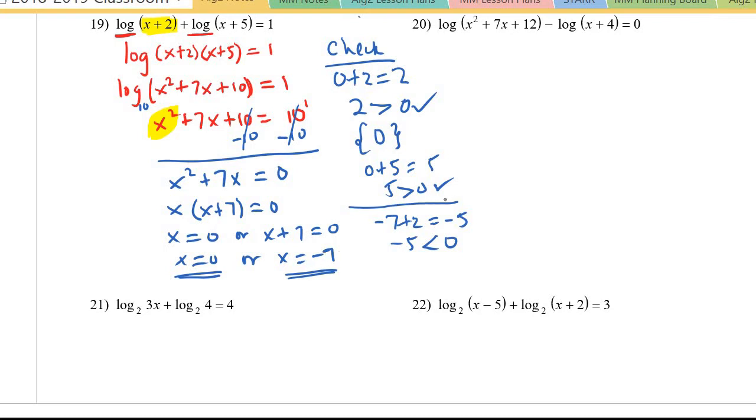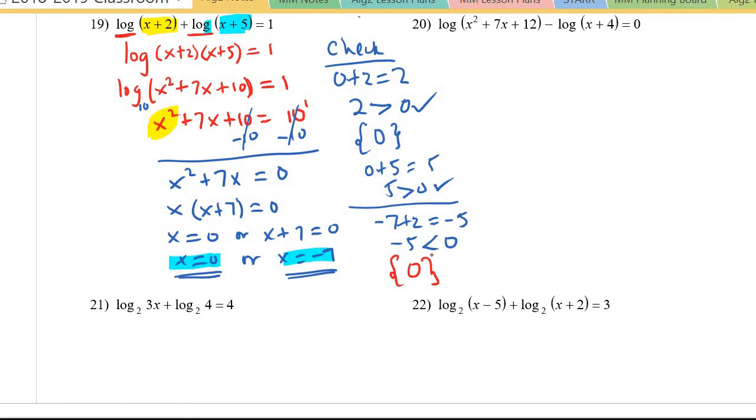We don't need to check the other side anymore. If it doesn't work for one of them, then we know it doesn't work. If we put -7 plus 5, it will be -2. We cannot have log of a negative number. So out of these two answers that we got, the only one that works is x equals 0. So the final solution to this problem is x equals 0. It is the only one that works for both of them.